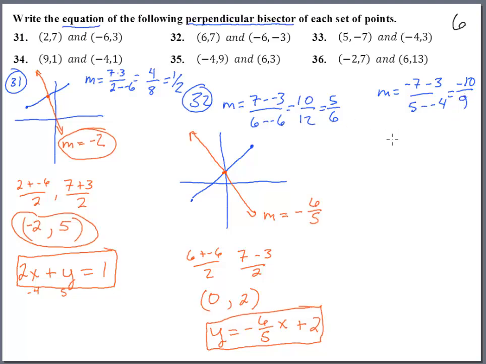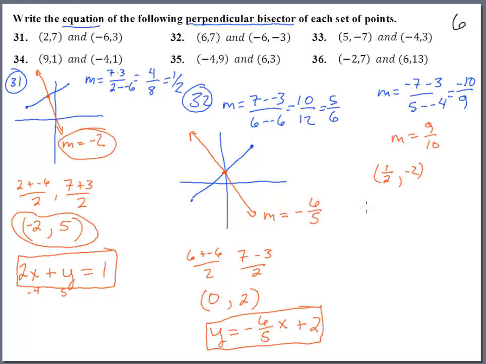Perpendicular slope to that is going to be 9/10. And the point that we're going to need is the average. 5 and -4 is 1, divided by 2 is 1/2. -7 plus 3 is -4, divided by 2 is -2. So it's this slope and this point.